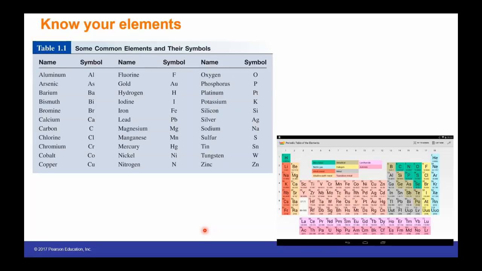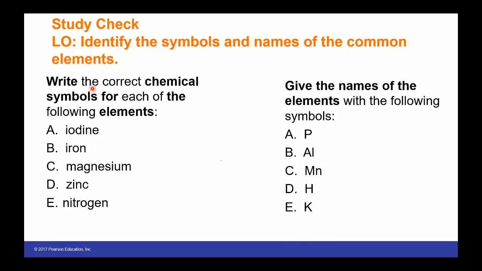Here are some common elements and their symbols. These are a number of the symbols that are common. You should be able to know or memorize up to 20. Some we will use often, but notice that if it's a two-letter symbol, the first letter is capital and the second letter is lowercase. Let's do some practice. Write the correct chemical symbols for each of the following elements. Pause the video, write down what you think the symbols are, and we will go over them together.